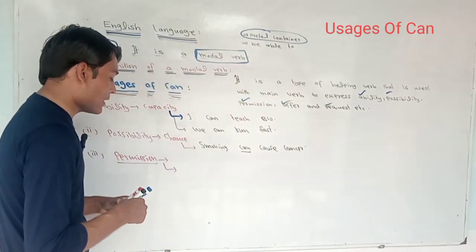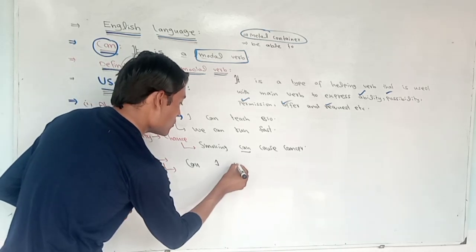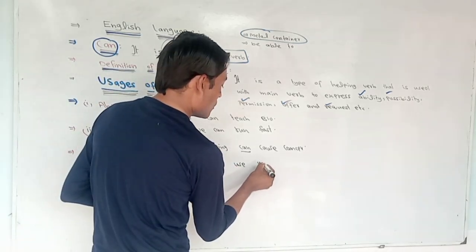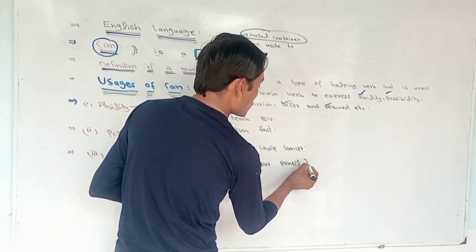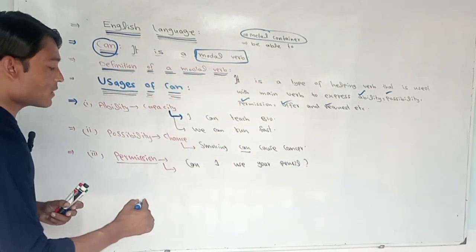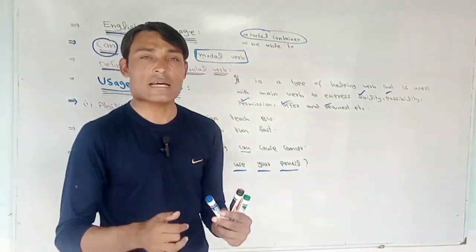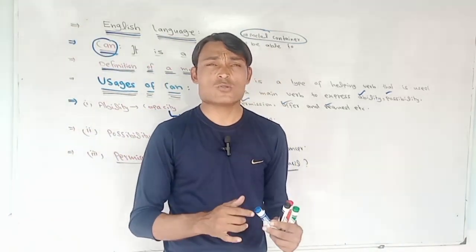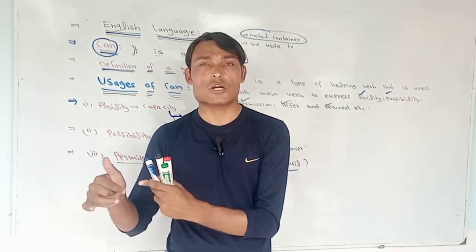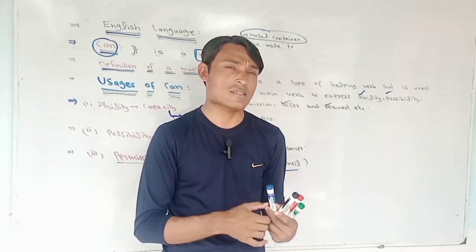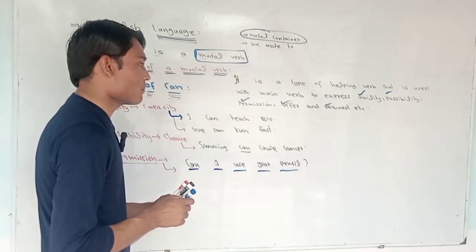For example, for permission you can say, can I use your pencil, or many other things. This one is called permission, but it is not as polite as may. Instead of this, you can say, may I use your phone, may I use your pencil. That is considered polite, while can is not considered polite. It is considered informal.